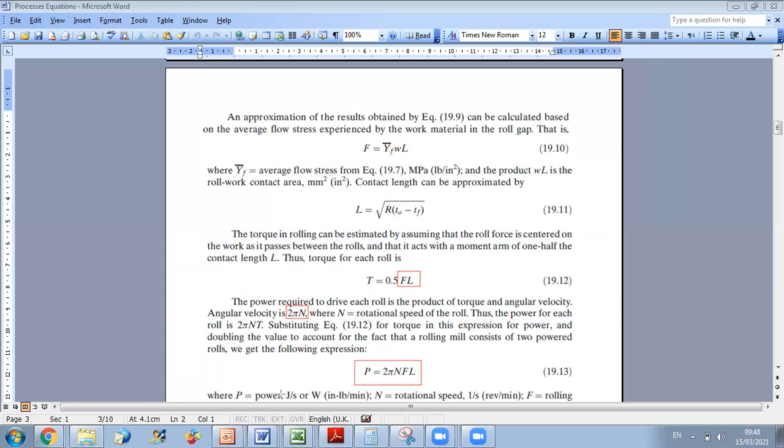where the power is in watt or joule per second, n is the rotational speed. It can be in revolution per minute or in revolution per second. But in order to obtain at the end the power in joule per second, I should convert it to radian per second. Okay.